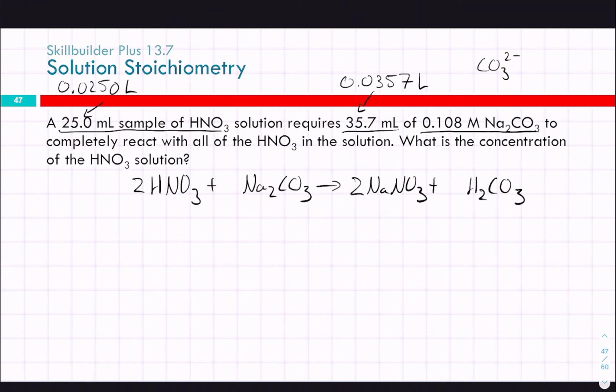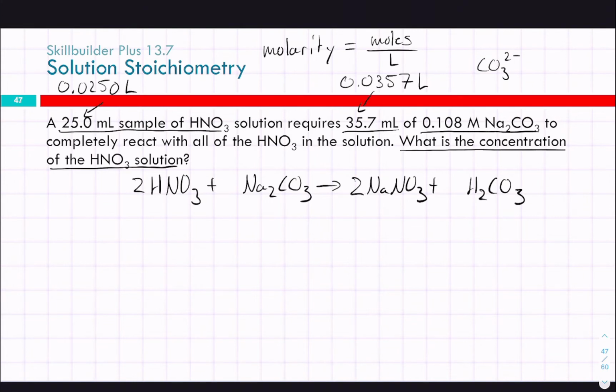Alrighty. So now we've got that. And our question is, what is the concentration of the HNO3 solution? So we have the volume of the nitric acid. What is the piece of information that we're missing? So molarity is moles over liters. If we have liters, what are we missing? Moles. So really here, we're just trying to get to moles.